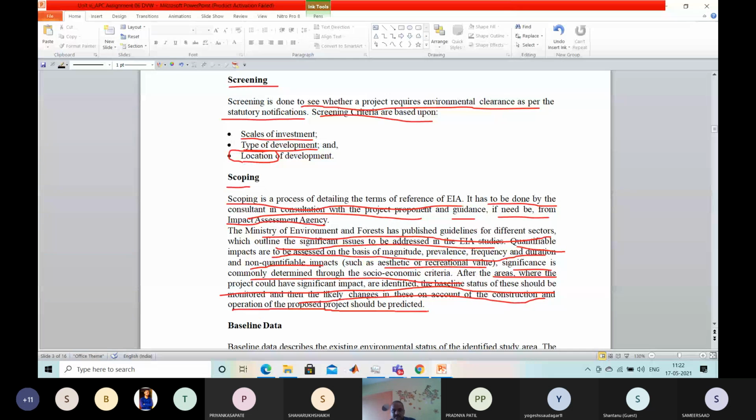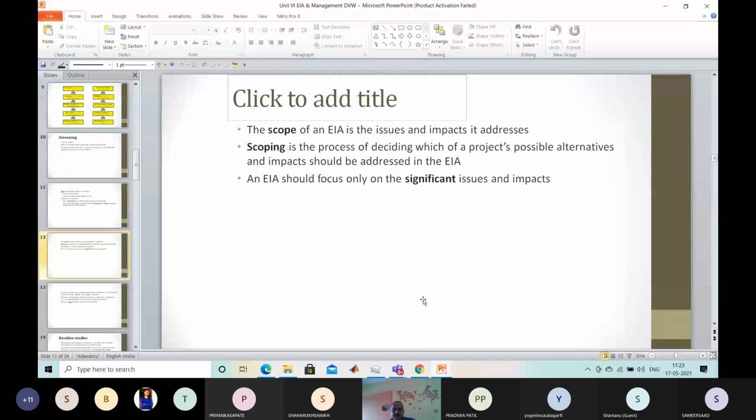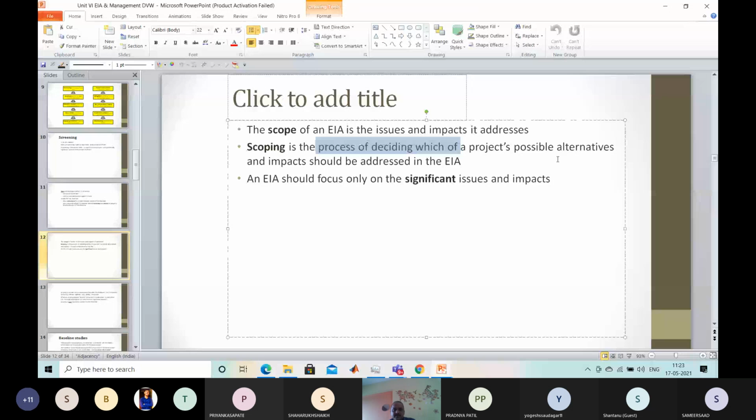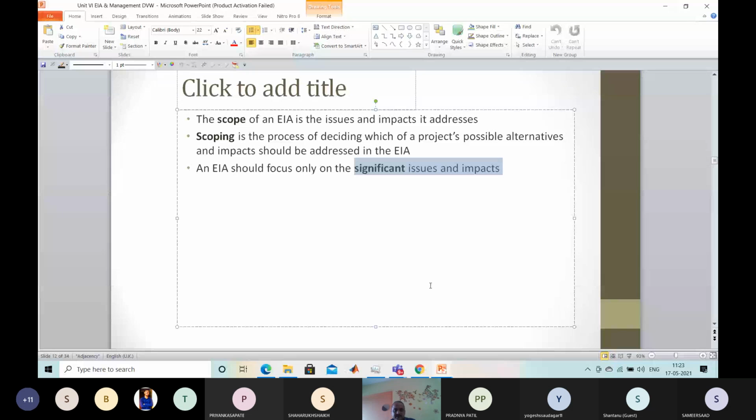In the scope, if you see, the scope of EIA is the issue of impact. What is the impact? What is the magnitude? How much duration is there? Whether tangible or non-tangible effects are there. Whether notable or measurable, non-measurable, that impact also is there. So scoping is the process of deciding which project possible alternatives are there. EIA should focus only on the significant issues that come under the scope. What is the scope of that project? That is also an important aspect when you're finalizing the EIA.